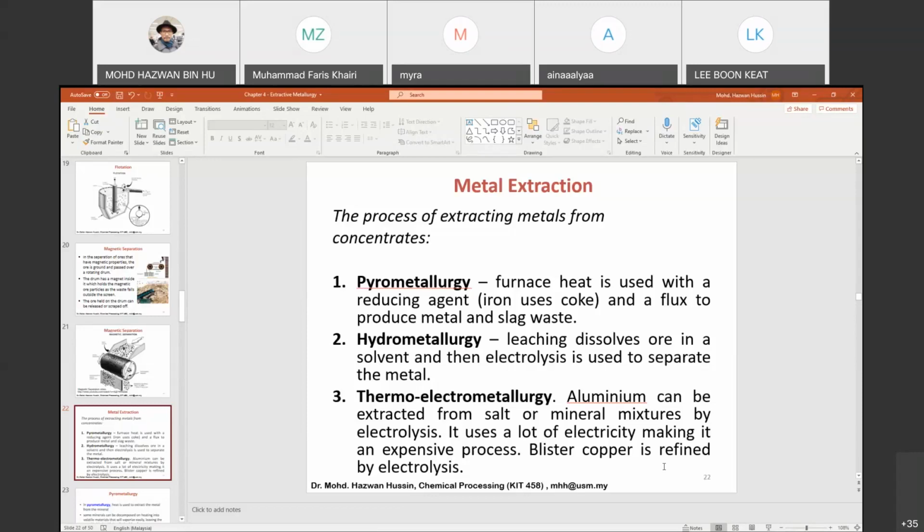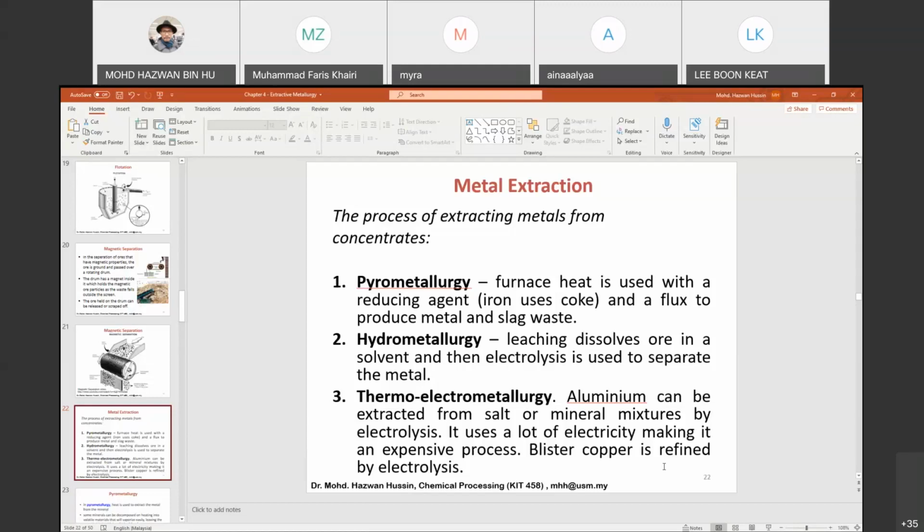electrometallurgy. So this method is more or less related to the electrolysis method. The concept is actually using an electrolytic cell. You will melt, or heat, the ore, and then you put the electrodes inside the molten ore. When the electrodes are connected to a cell, it will isolate or refine the metal.